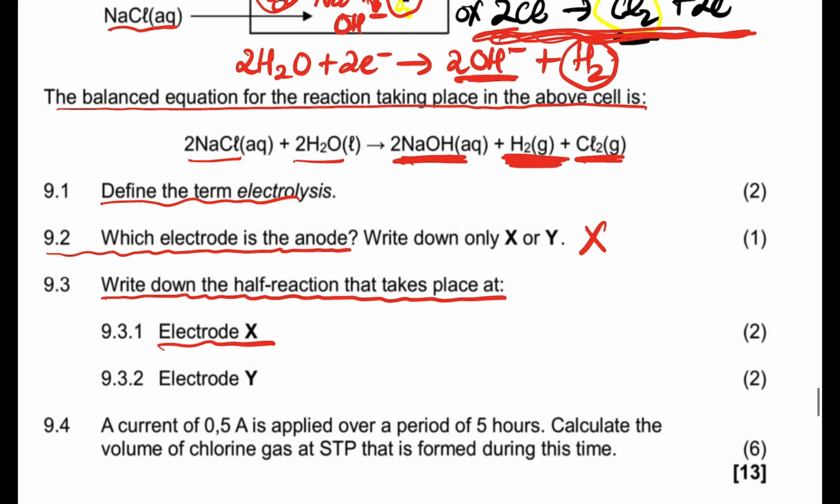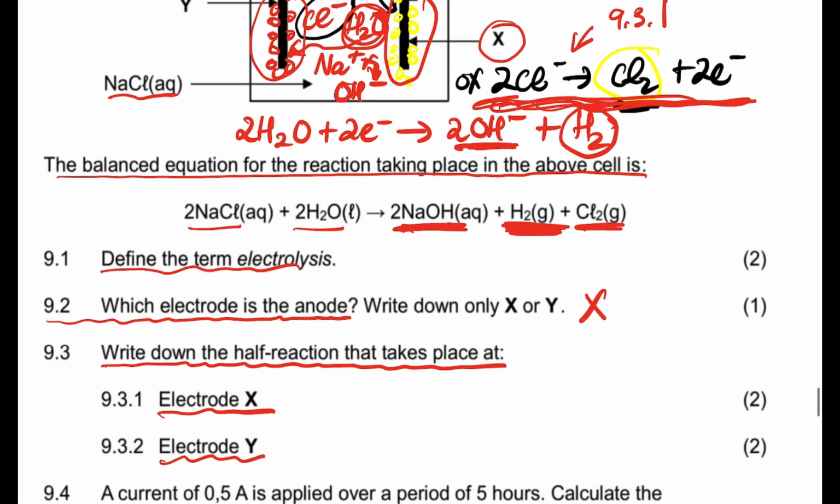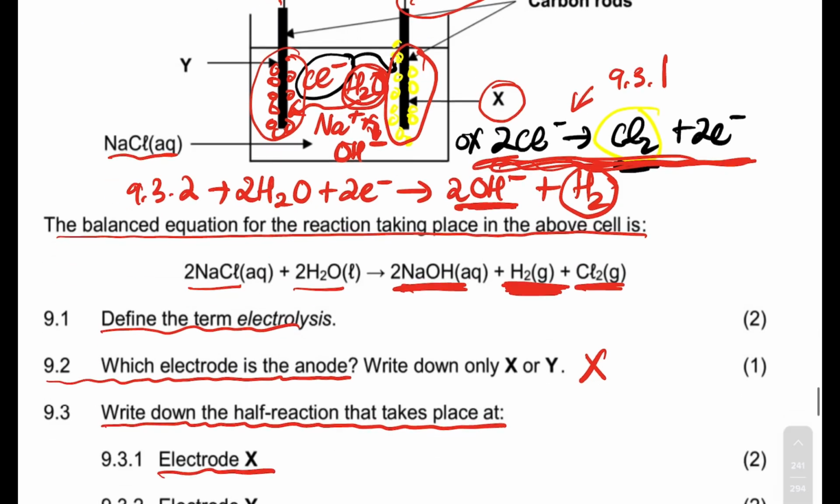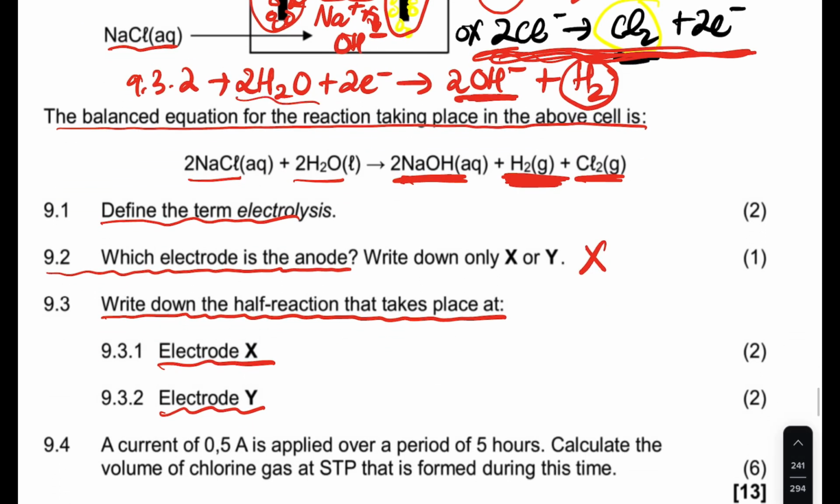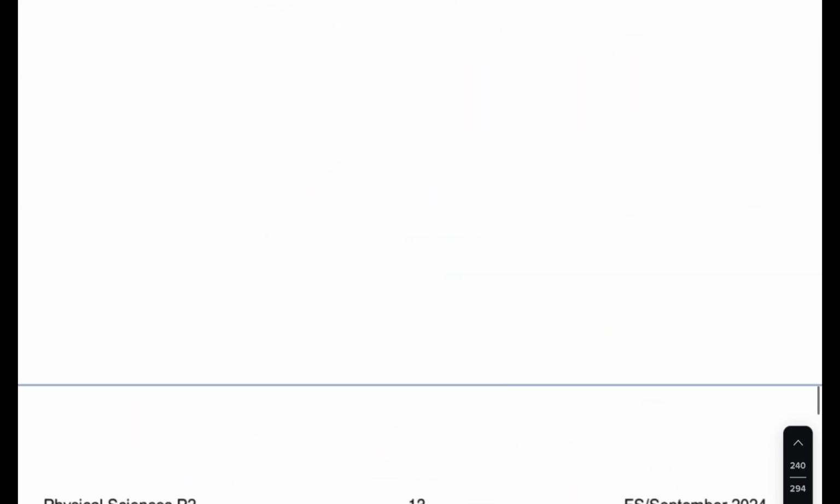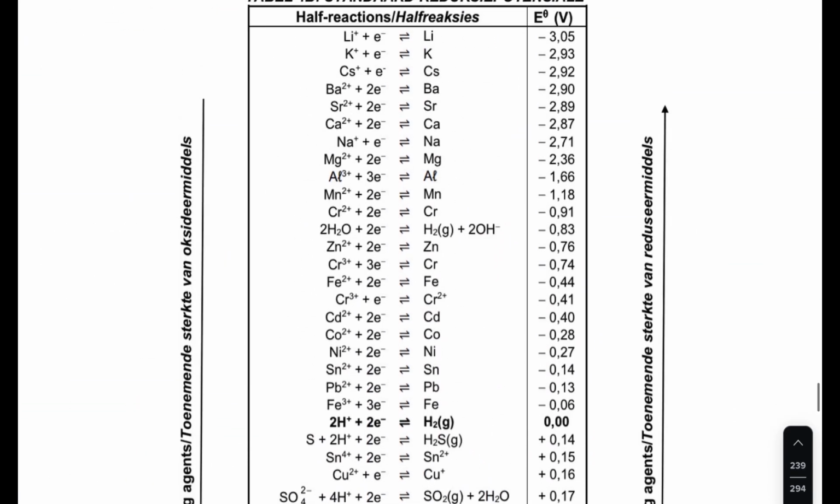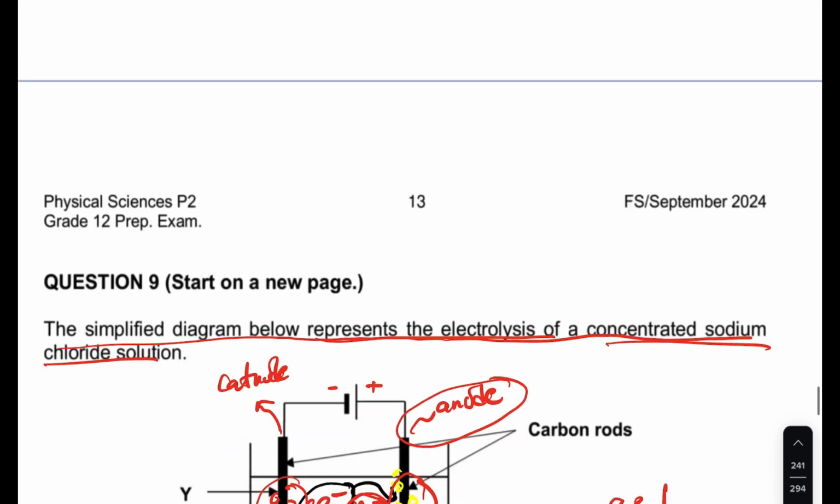So that's the answer for 9.3.1. And then it says the half reaction that occurs at electrode Y, which is this one. This is 9.3.2. This is the answer there, right? And where do we get that? I get it from the table as well. Where's water? Water is above there, which is this one. Do you see? You write it as it is with one arrow. Do I make sense, guys?